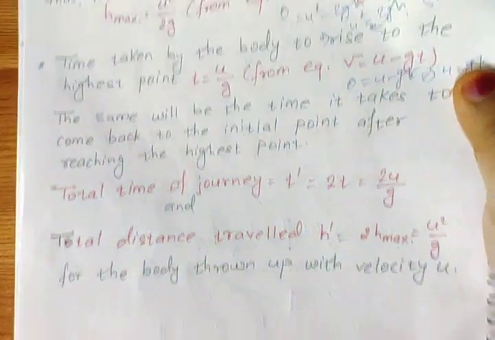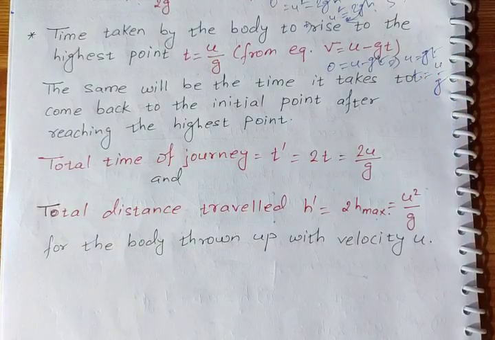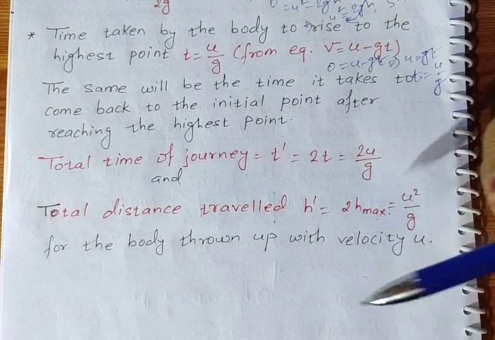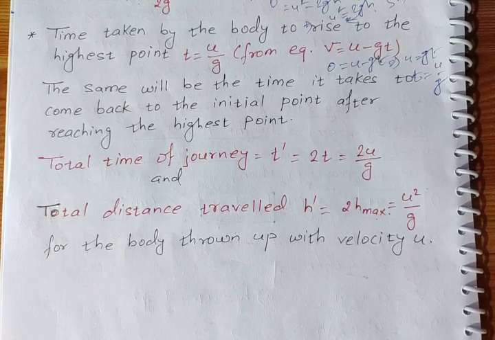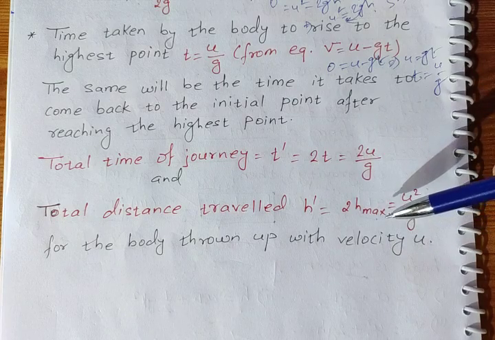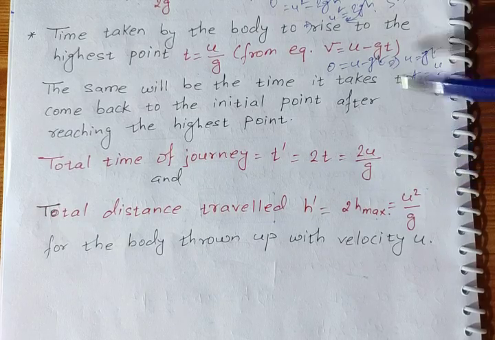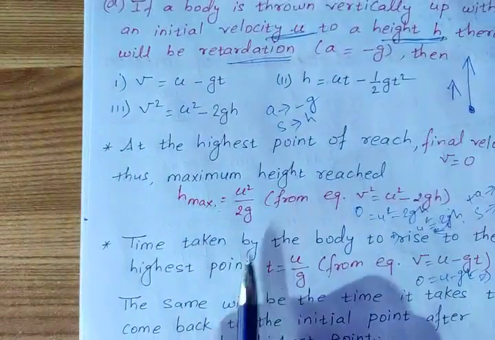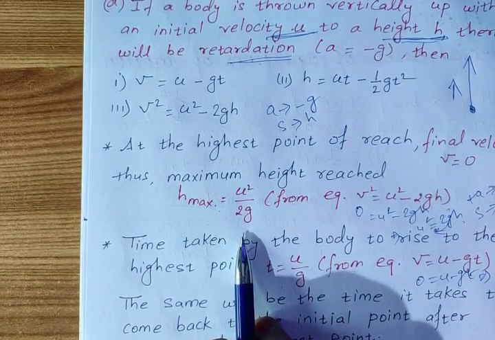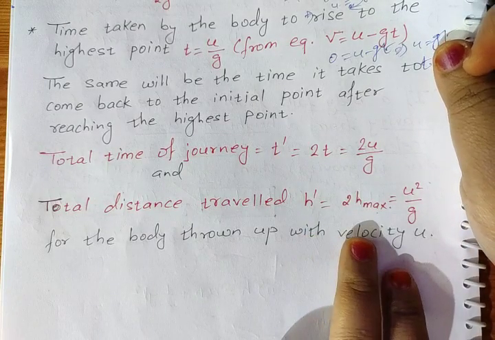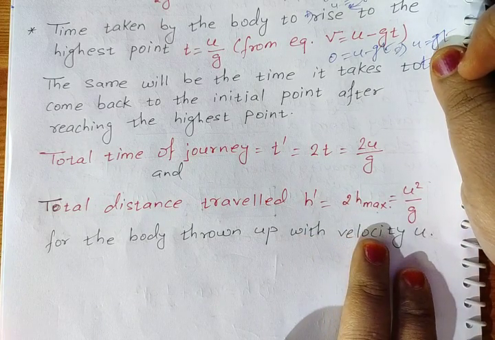Now next is total distance travelled. When you are throwing a body upwards, total how much distance is travelled by the body, from ground to reach highest point and from highest point to come back to the ground. So H maximum is doubled. H maximum we already calculated. H maximum is equal to U square by 2g. So here this total distance travelled is H dash, that is 2 times of maximum height.